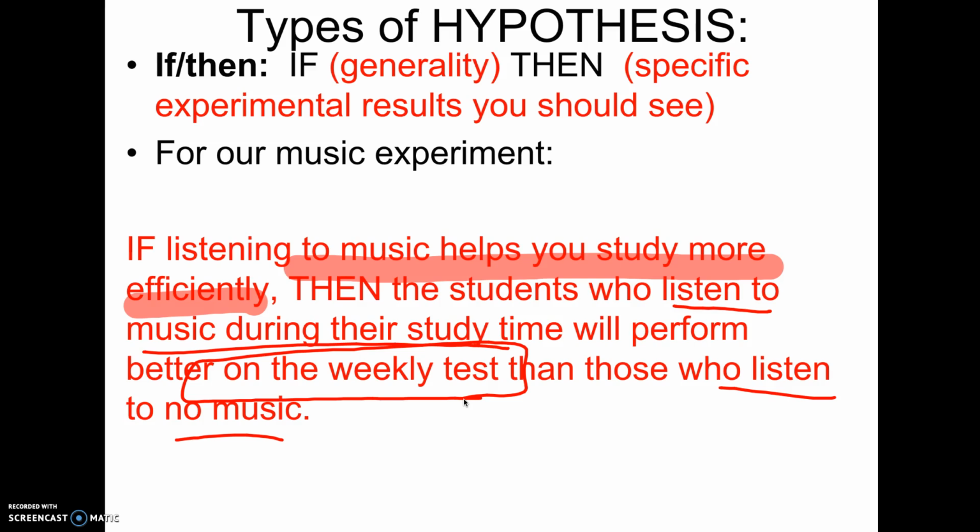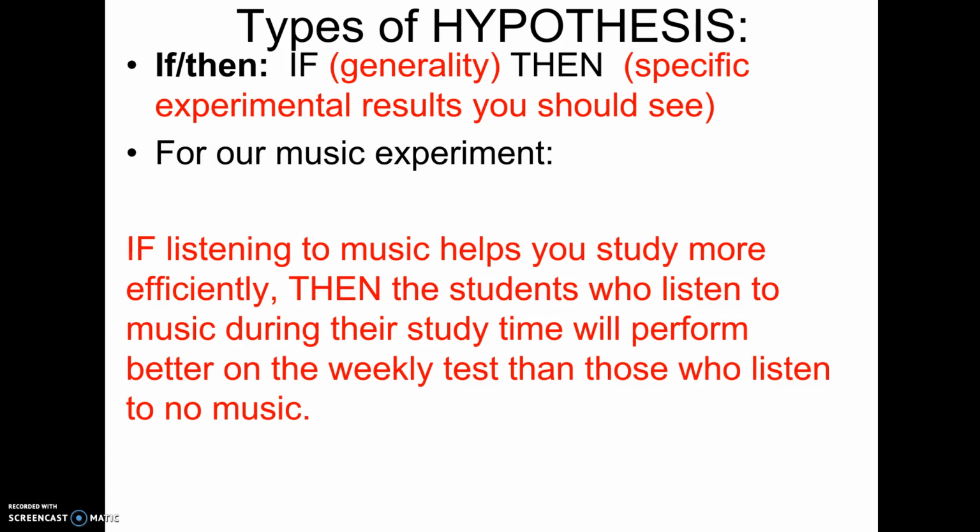An incorrect hypothesis would be to say, if you listen to music, then you'll do better on the test, or if you study without music, you'll do better on the test. You would say, if listening to music helps you study. That's the entire hypothesis in your if. And then the then part would be the specific experiment: then the group that listened to music will perform better than the group that did not. That is the basic setup for an if-then hypothesis.